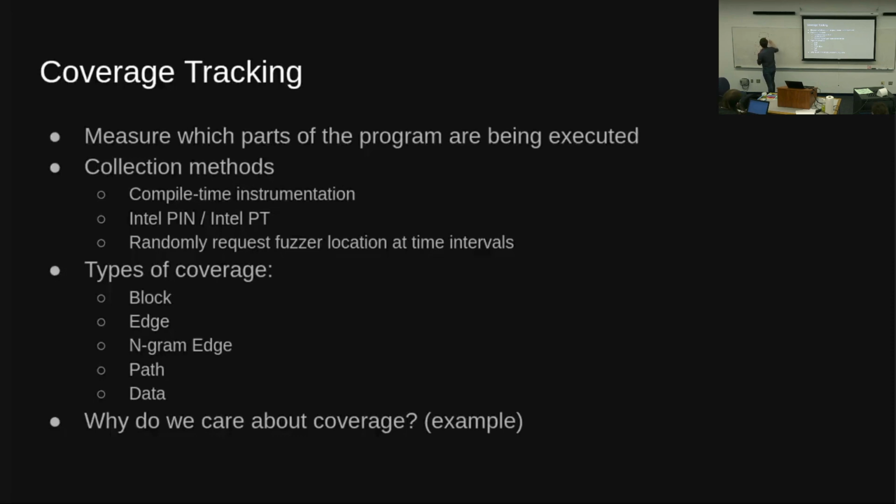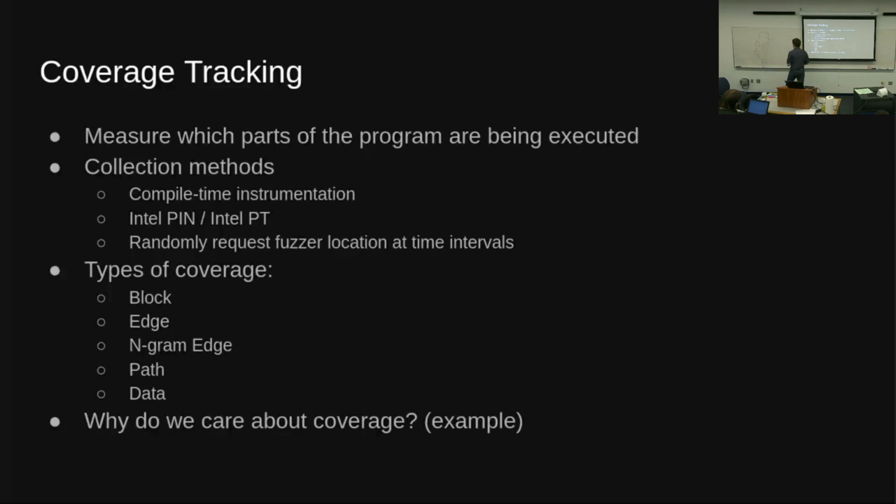So let's modify this a little bit and make the example better. All right, let's make this our graph. With block coverage, you only record which blocks have been hit. So you say, I just hit this block. If you've never hit it before, this is a new coverage event. I just hit this block, I've never hit this before, this is a new coverage event, and so on.